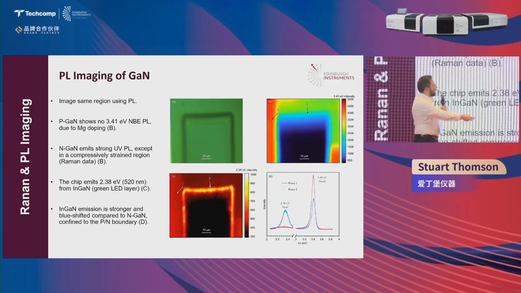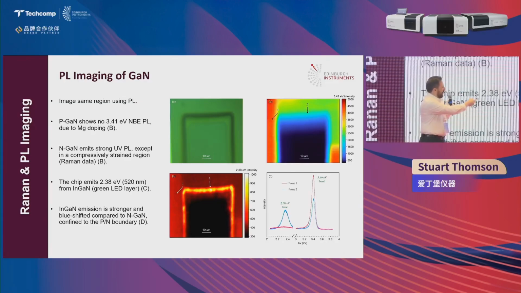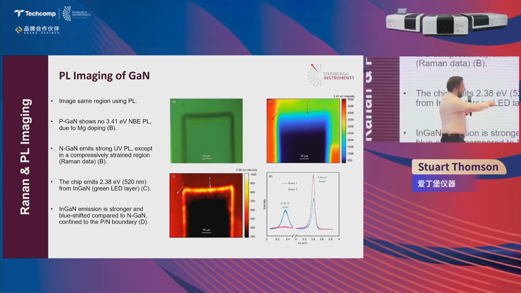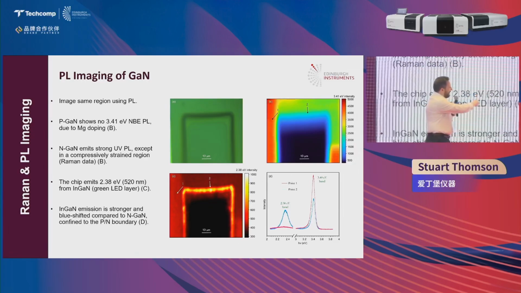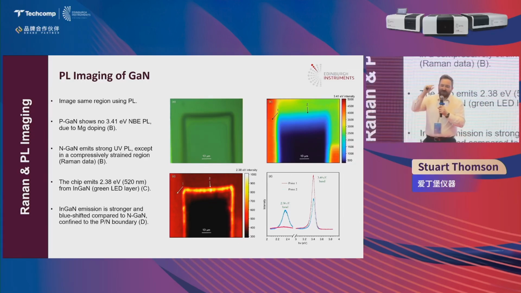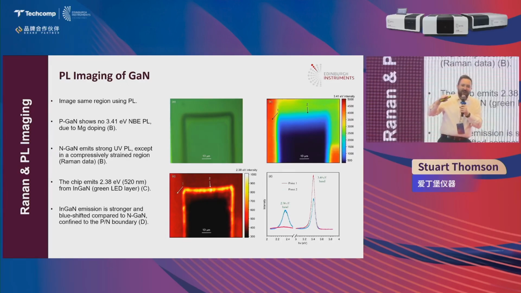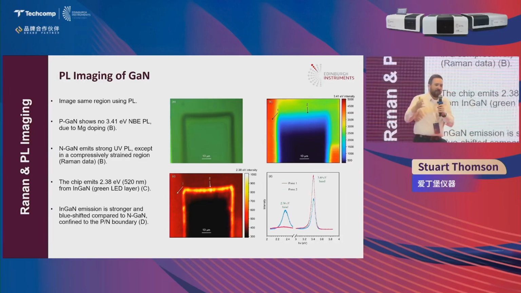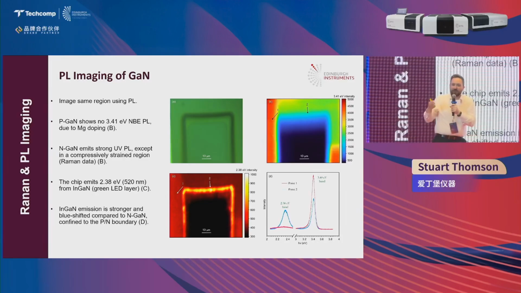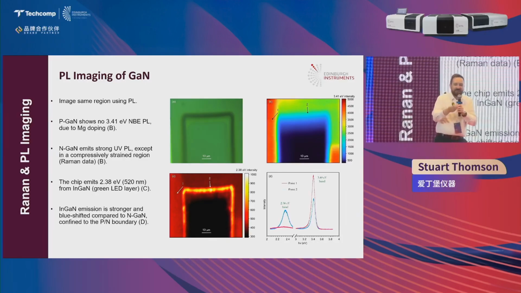And we can see that the 2.3 electron volt is only emitted from a distinct region in the sample. And this is actually because the gallium nitride is thinner here, and then we can see the indium gallium nitride layer underneath. And so using a combination of Raman and photoluminescence, we can get additional information.